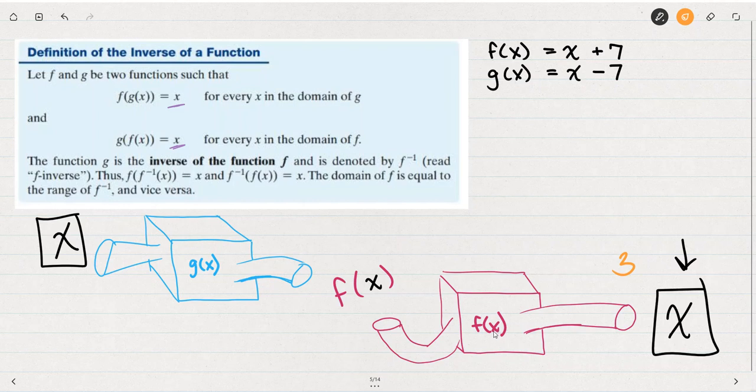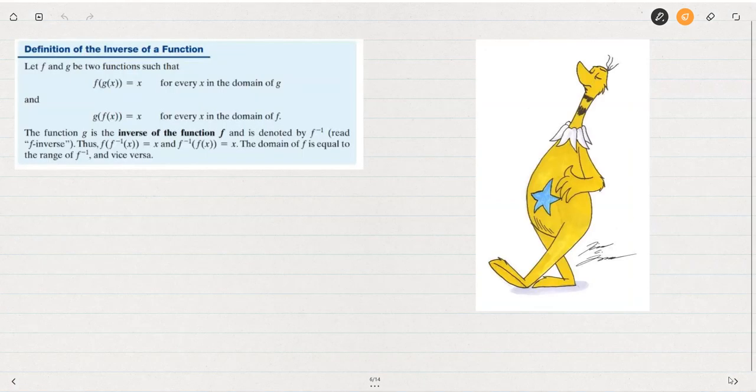Negative 4 plus 7 would give us our 3 back. Those are inverse relationships. Can you think of other operations that have an inverse operation? Did you say multiply and divide? You're right. Yeah, multiplying and dividing undo each other.